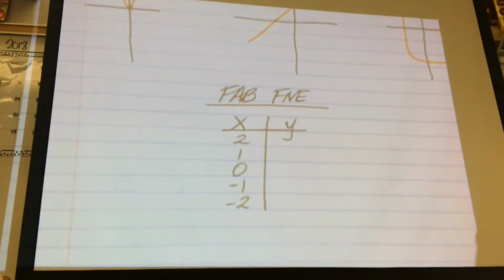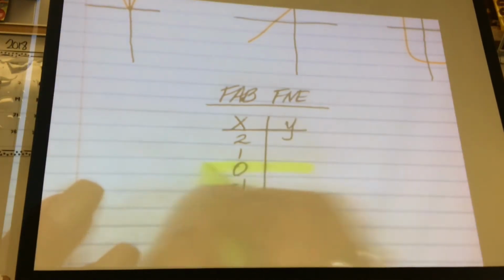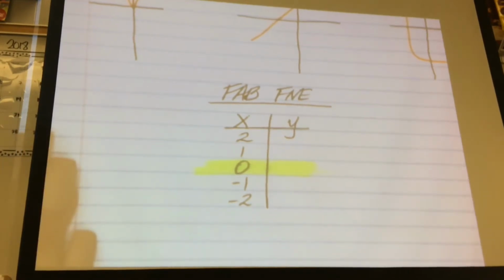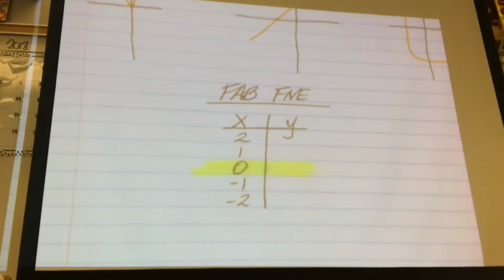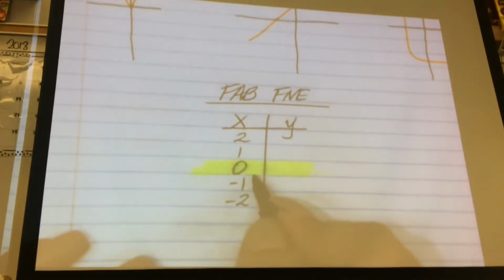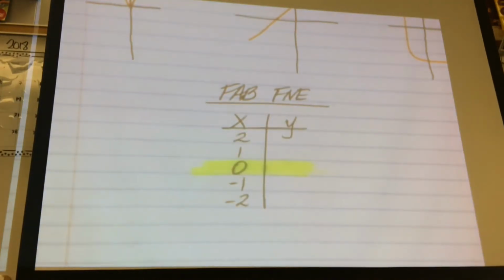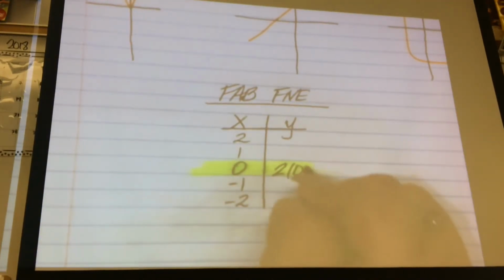Fab Five is right here. My go-to is this Kobe right here. Kobe is clutch. Kobe is 0 right here. Kobe is the first one I always do, because it's the easiest one to give me the most information. So what I'm going to do is plug this 0 into my equation, which is 2 times, instead of x, plus 1.